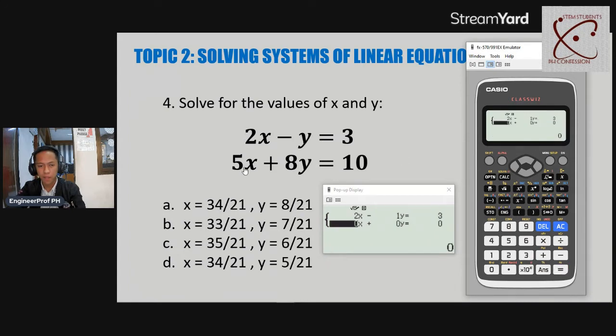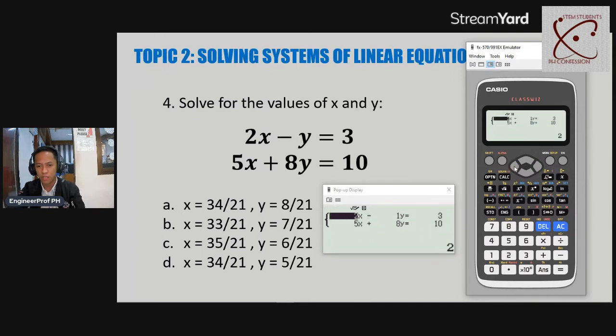Then, for the second equation, for the coefficient of x, you have here 5. And for y, that is 8. Okay, equals lang. Then for the constant, for the second equation, that is 10. Ayun. So that's how you just input lang ang value guys. I-input lang natin yung mga value, automatic. We can just check. Okay, syempre, importante yung manual solution, and this calculator technique for you to verify your answers. Okay? Fast verification ng answer ito.